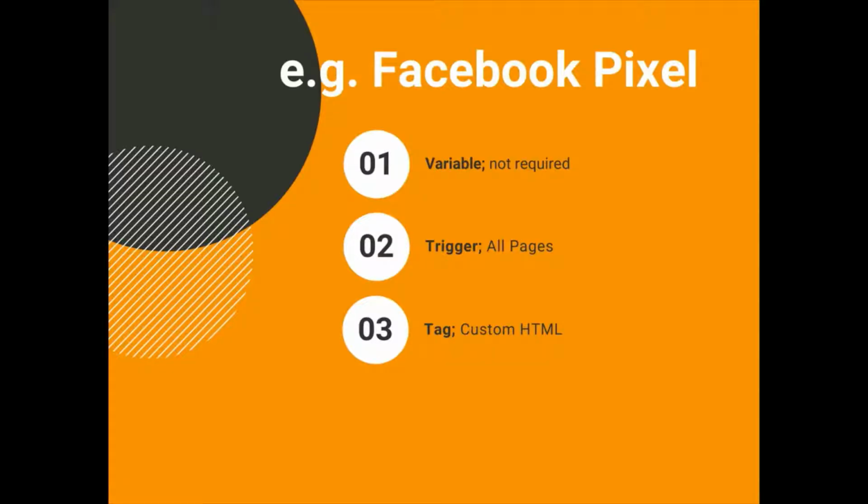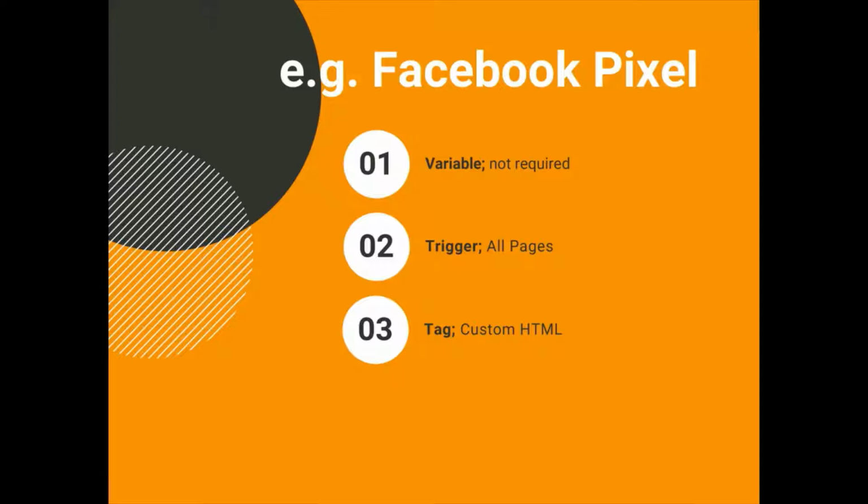We've then got something like a Facebook Pixel. So in the instance of installing a Facebook Pixel, we don't use a variable typically. But to set up a Facebook Pixel, typically we don't use variables at all. But again, we want to trigger it to fire on all pages for the basic Facebook Pixel if we're using it for things like remarketing, which is one of the main uses.